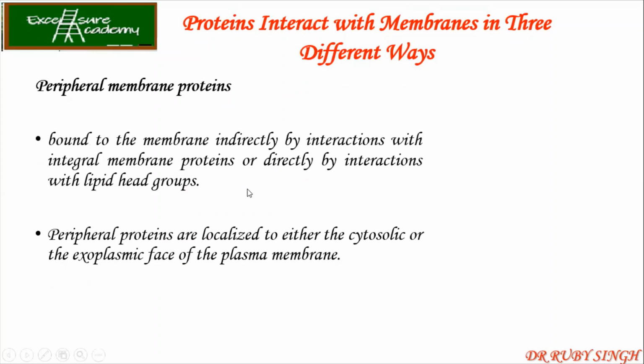Then the peripheral proteins. They are bound to the membrane indirectly by interactions. Either they interact with the integral membrane proteins or with the lipid head groups. Now why lipid head groups? Because it has the phosphate group, right? So again, they can have ionic interactions over there. These peripheral proteins are localized either to the cytosol or to the exoplasmic face of the plasma membrane.